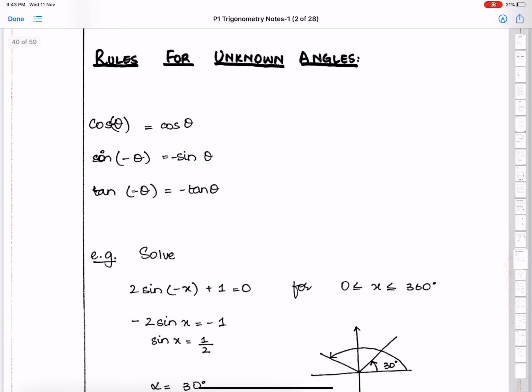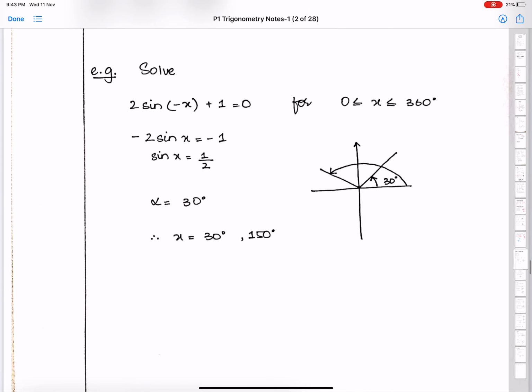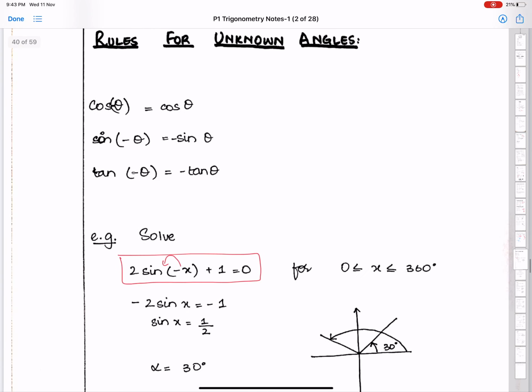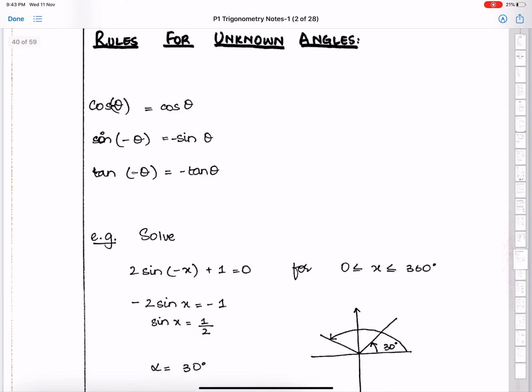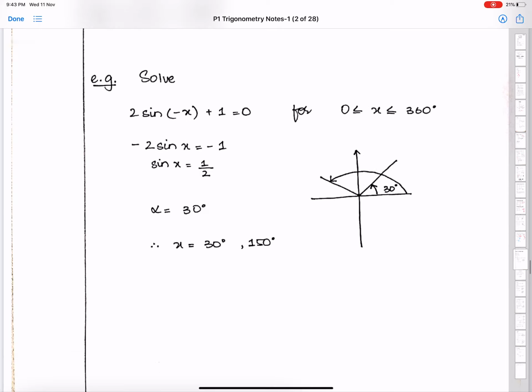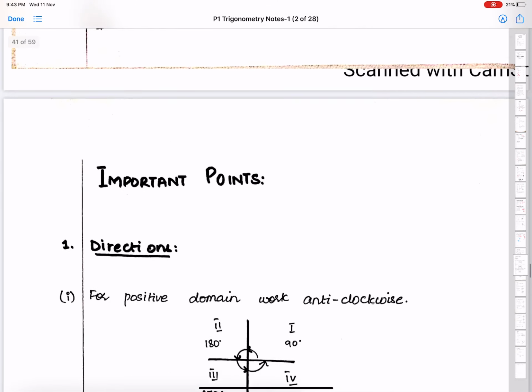And the applications of these rules. Well, if the question is to solve this equation, in order to evaluate this negative x, we need to use this rule. You need to write this negative here, because sine minus x will become minus sine x, therefore minus 2 sine x. This is the way we evaluate this negative sign. And the rest is simple. You just need to take the inverse and get the answers. I will discuss this later.